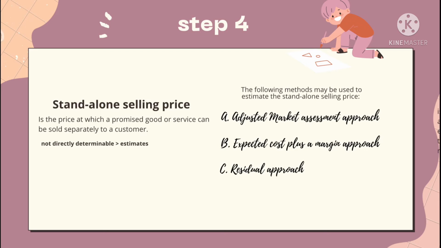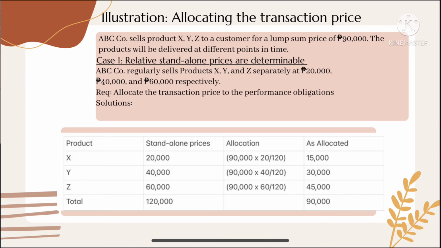Third is the residual approach. The standalone selling price of a good or service is the residual amount after deducting all the standalone selling prices of the other promised goods and services in the contract from the total transaction price. A combination of methods may be used if two or more goods or services have highly variable or uncertain standalone selling prices. Here is a sample illustration of allocating the transaction price.